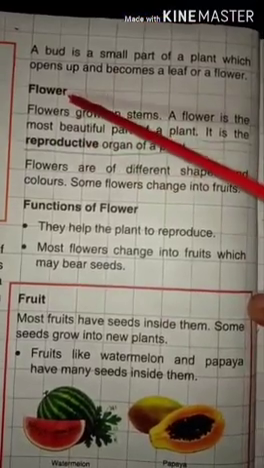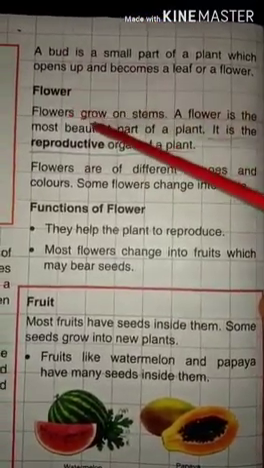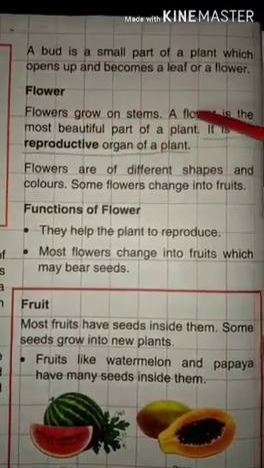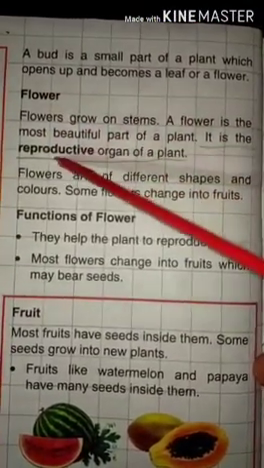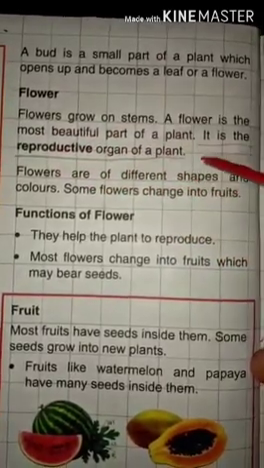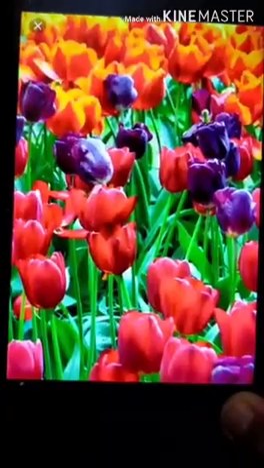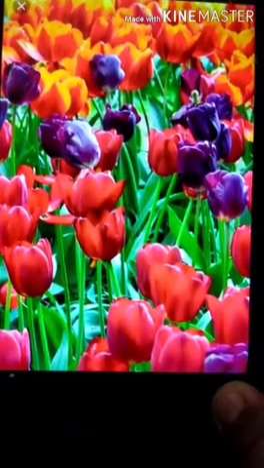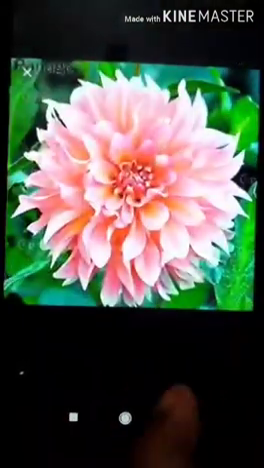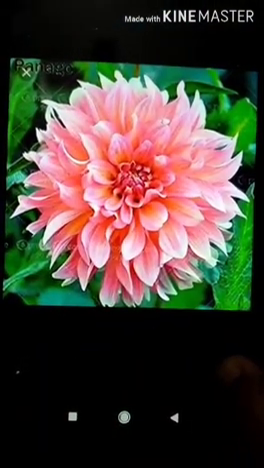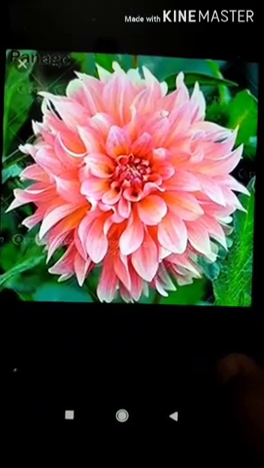Now we will know about flower. Flowers grow on stems. A flower is the most beautiful part of a plant. It is the reproductive organ of a plant. Flowers are the most beautiful part of plants. They are colorful. See? They are also called the reproductive part of a plant.